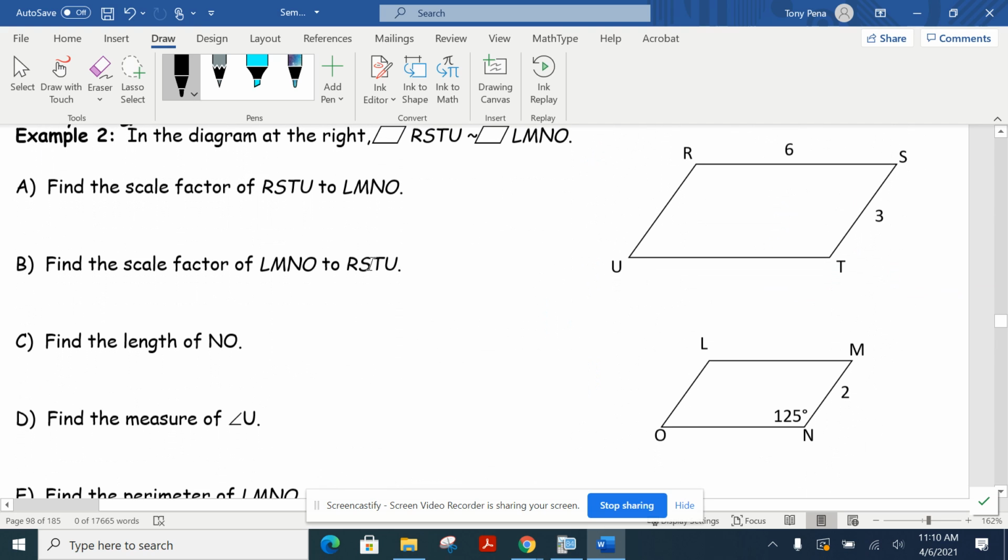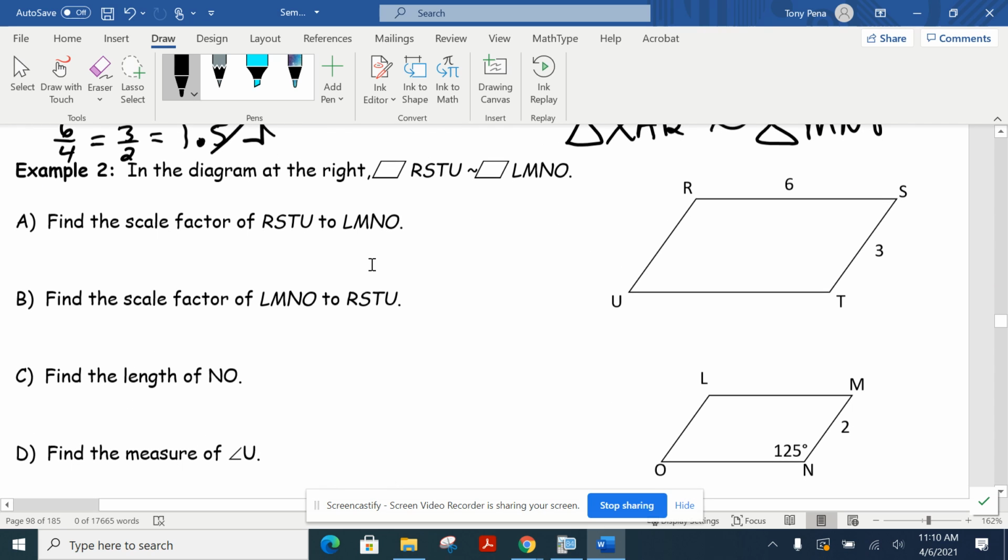Now we don't have triangles. You're given parallelograms. So this symbol in front of it just means these are parallelograms. So remember what that means. That means this side is parallel to that side. So these sides are parallel. Opposite sides are parallel and opposite sides are congruent. So if I know that this is 6, don't we know that that's 6? And if I know that this side is 3, we know that this side is 3.